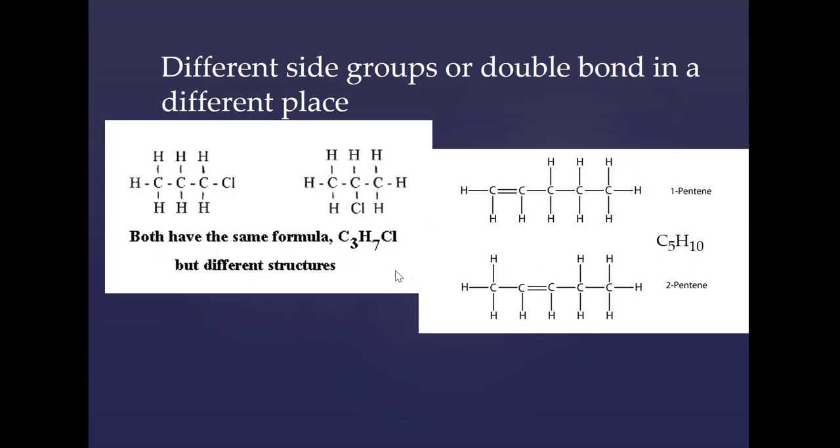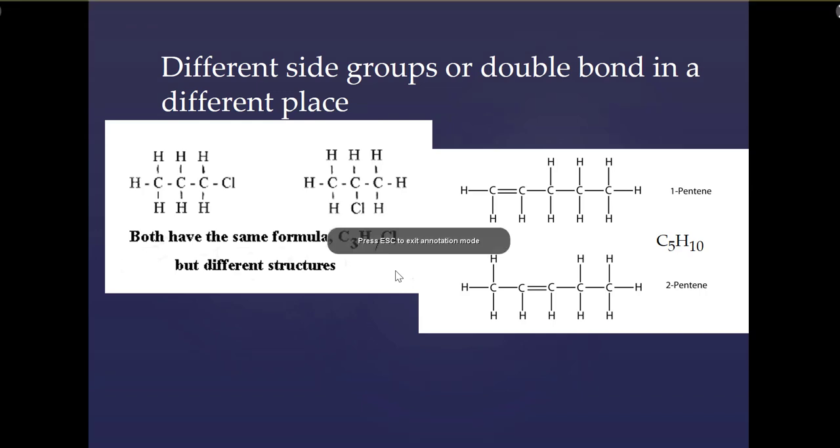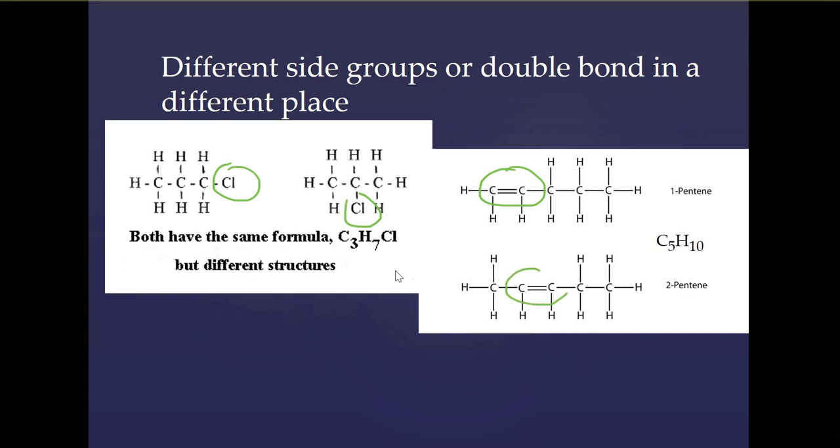There are different types of isomers. On this first one, this shows a chlorine atom, and it's down here at the end, and then here it's on a middle carbon. So these are two completely different molecules with different properties. You also could have a double bond move around. Here it's between the first 2 carbons, and here it's between the second and third carbons. Again, these have the same formula, but you can draw them differently.